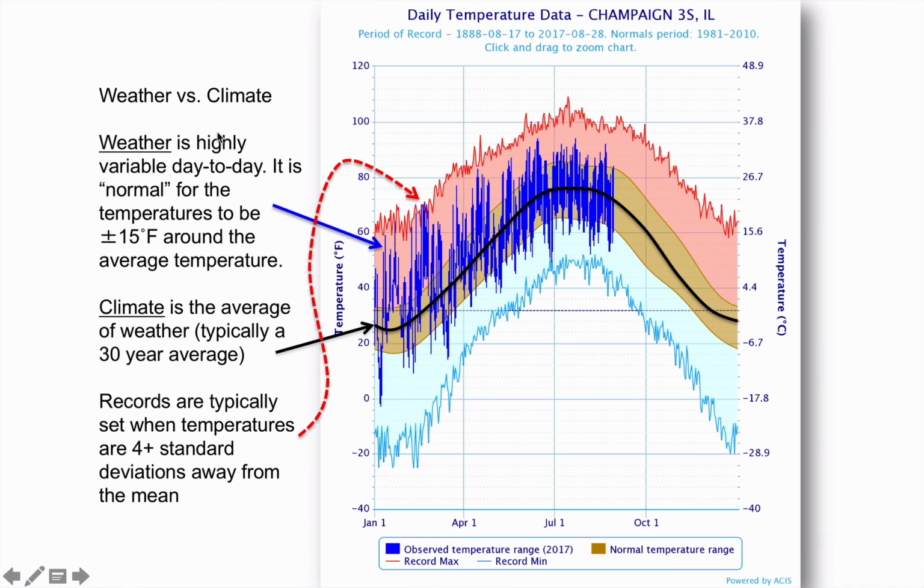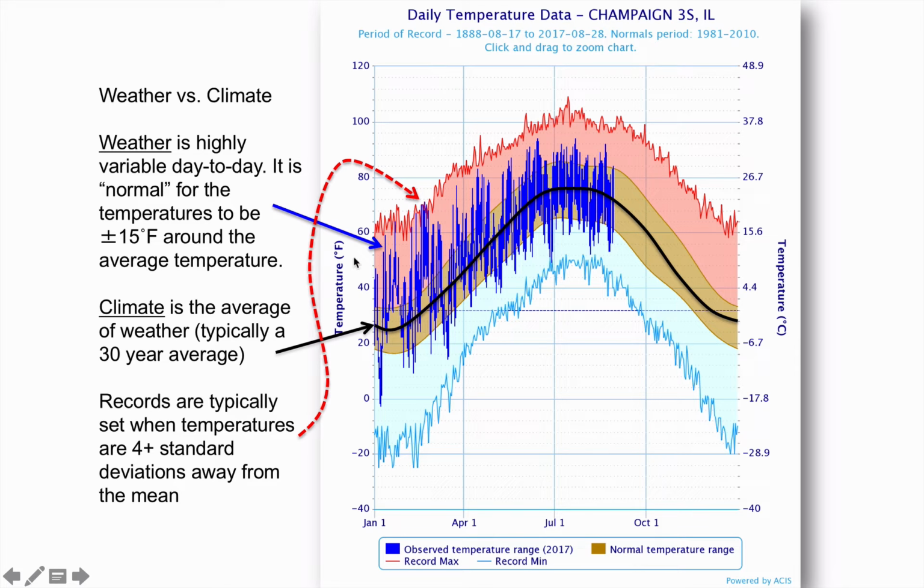So let's take a look at the differences between weather and climate, because a lot of times that's one of the things that's difficult to understand. What is weather? I got the definition right here. Weather is the highly variable day-to-day changes in temperature, pressure, moisture, rain, all that kind of stuff. It's normal for temperatures to be plus or minus 15 degrees Fahrenheit around the average.